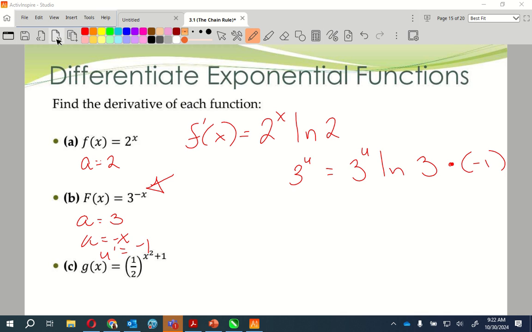Main rule, so let's go ahead and put it all together then. The negative's going to go out front, so I'm going to get a negative 3. But do I leave the u there? No, put the u back. Raised to the negative x times ln of 3.